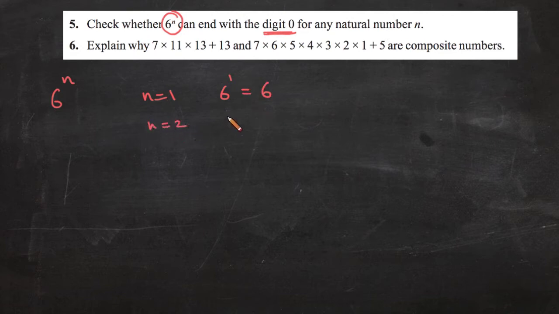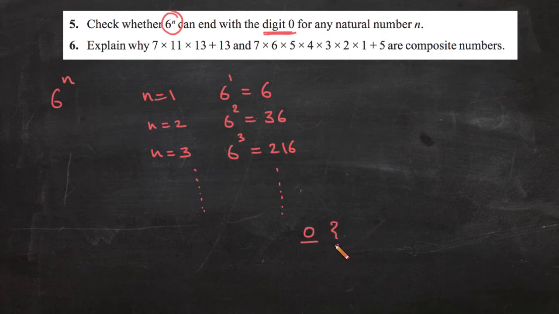If n is 2, we would have 6 square, that is 36. If n is 3, the number that we are talking about is 6 times 6 times 6, that is 216, and so on. So irrespective of which natural number n is, we are trying to answer whether any of these numbers would end in 0. Is there any possibility that the units digit of any of these numbers would be 0? How can we think about that?